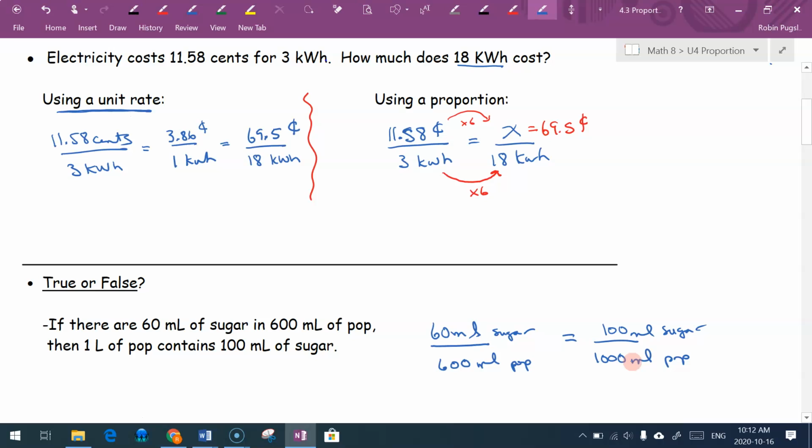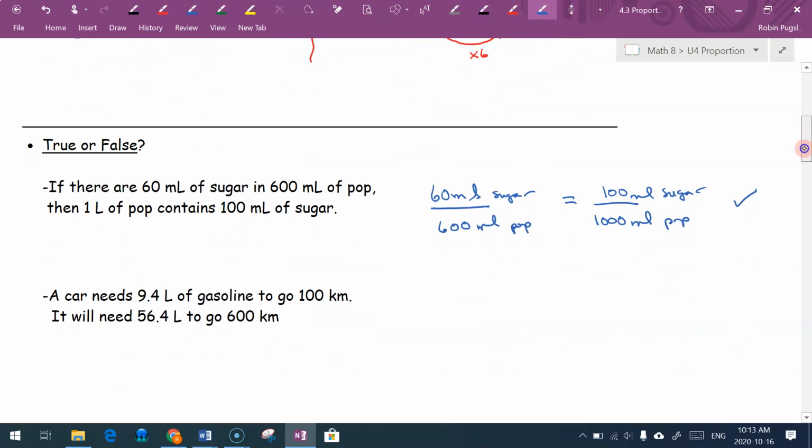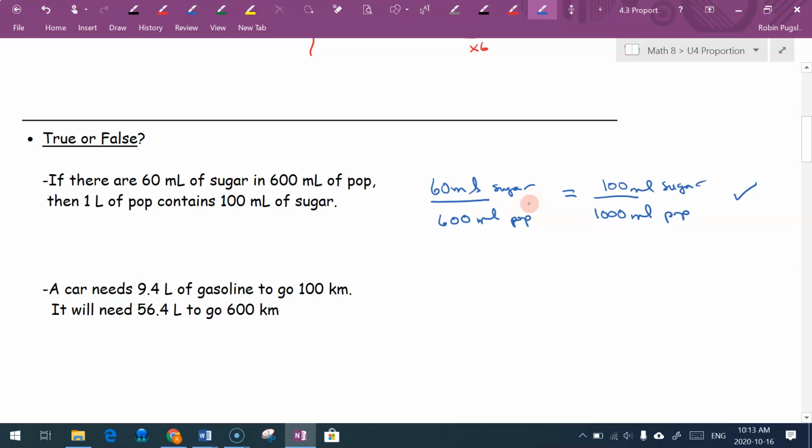And I can see that, are these equal? Well, what do I need to multiply by to get to 1,000? So 1,000 divided by 600 is 1.6 repeating. If I multiply that by 60, do I get to 100? Yes, I do. Those are equivalent. Or I could have reduced this down to 1 over 10 and then said, oh yeah, 1 over 10, and this reduces down to 1 over 10. Yes, those are equivalent. Okay, so we can test equivalency in proportions as well.